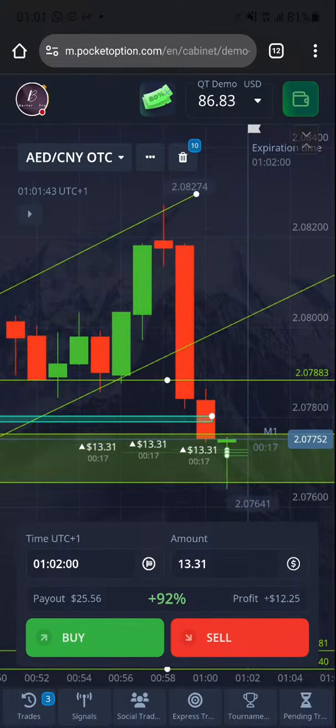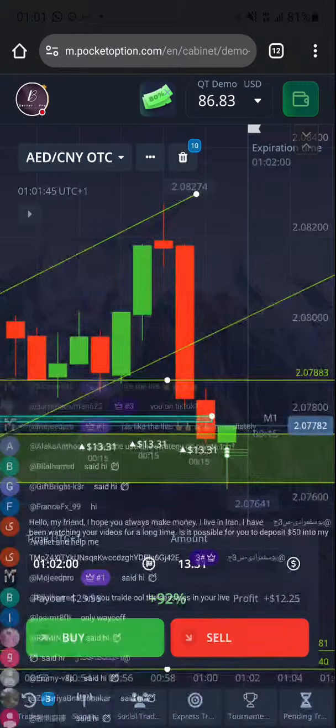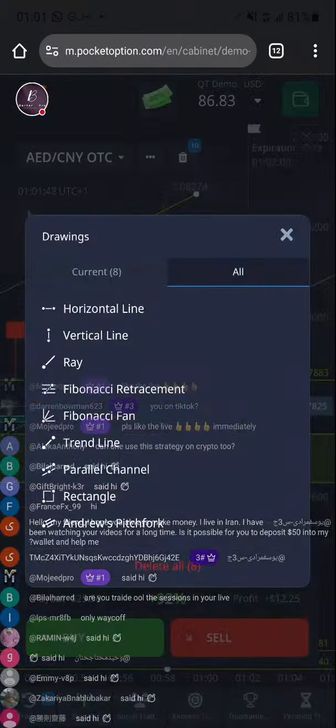We have a gap down also in favor of the buyers. So I'm expecting the green candle to happen.